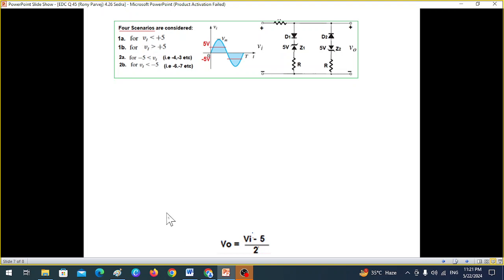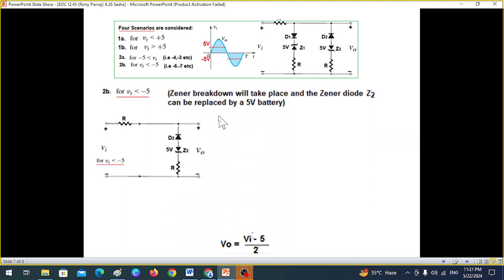Okay, and finally, this relation, so we are somewhere here, and the same circuit, and now this voltage is more than the voltage here, or more than the breakdown voltage. Therefore, now the Zener breakdown will take place, and the Zener diode Z2 can be replaced by a 5 volt battery. So circuit now will be like this. This is short circuit replaced by a battery. And remember the battery polarity you have to keep in mind. The most negative is the positive.